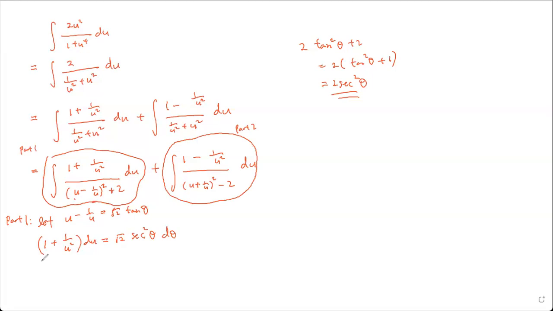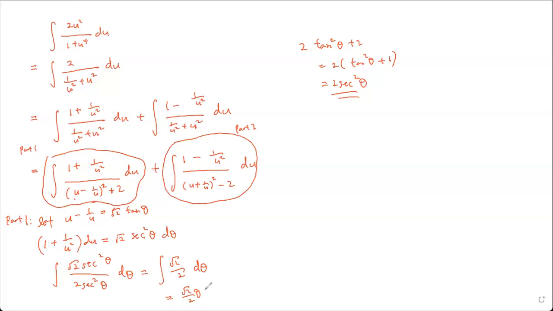If I put in a substitution, this should transform to square root 2 secant square theta over 2 secant square theta, d theta. If you simplify that, it's going to be quite simple: root 2 over 2 d theta, which is just root 2 over 2 theta. So I'm going to just leave it in terms of theta.